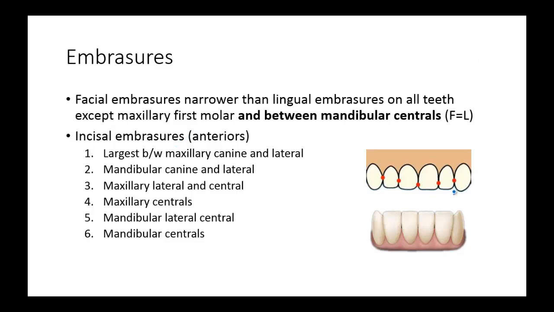And then incisal embrasures for anterior teeth, from biggest to smallest. The biggest one is going to start from here, the maxillary between the canine and the lateral. Then you're going to go down to the mandibular, canine to lateral. Then you're going to go back up, lateral and central, and then between the two centrals. Then you're going to go back down, lateral and central, and then the smallest one is going to be the two centrals. That's just how I remember it. I just go up, down, and then you stay up, and then you go back down. And then you go from right to left. Or maybe not right to left, but you go distally to mesially.